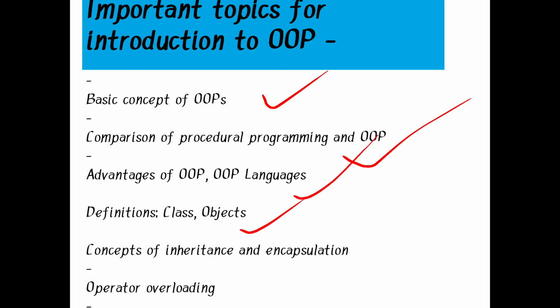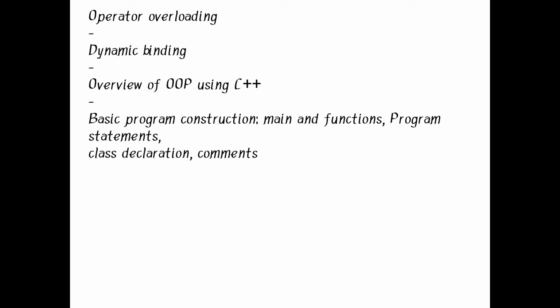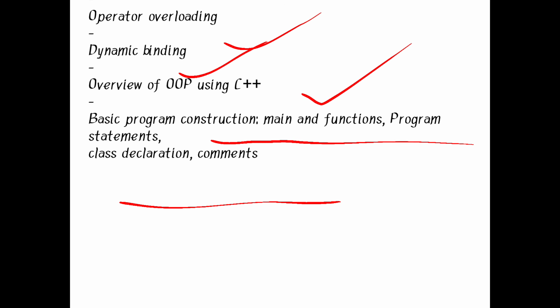Class and object is also a property of object oriented programming, which we have to read in detail in the upcoming videos. The next one is the concept of inheritance and encapsulation, as we have studied today. The next, as I told you, operator overloading is the most important topic from exam point of view, so we have to study it also. After operator overloading, we have to study dynamic binding, overview of object oriented programming using C++, and the next one is basic program construction, main and function program statements, class declaration, and all the comments.